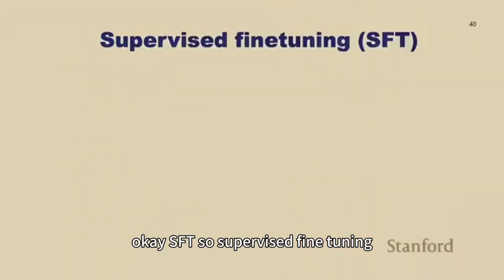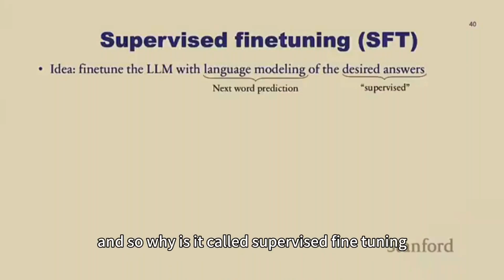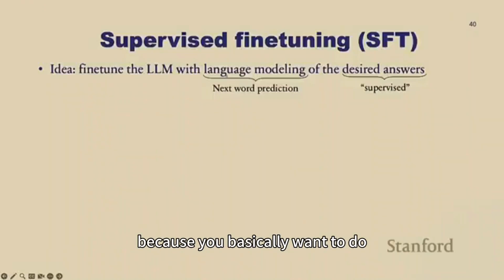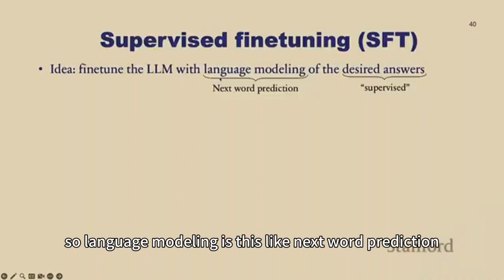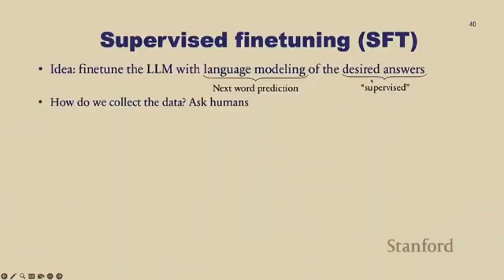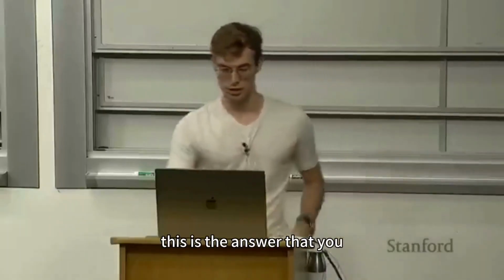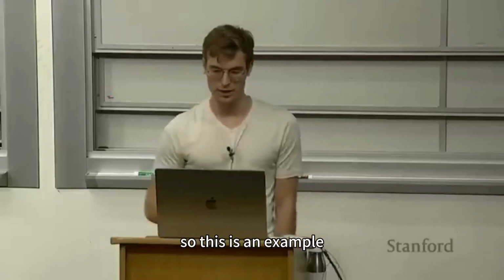Okay, SFT. Supervised fine-tuning is really exactly what I just said, which is the idea of fine-tuning the large language model on the desired answers that are collected from humans. So why is it called supervised fine-tuning? Because you basically want to do language modeling on the real answers. Language modeling is this next word prediction, and that's the fine-tuning part. And then you want to do it on desired answers given by humans. So that's why we call it supervised. So how do we collect this data? Well, I just said it. You just ask humans to tell you this is a question, this is the answer that you would want from some of these models. So this is an example.